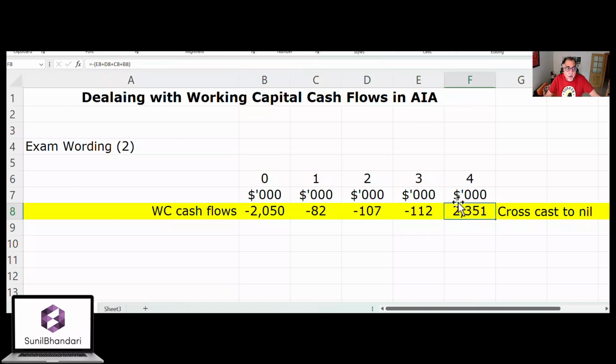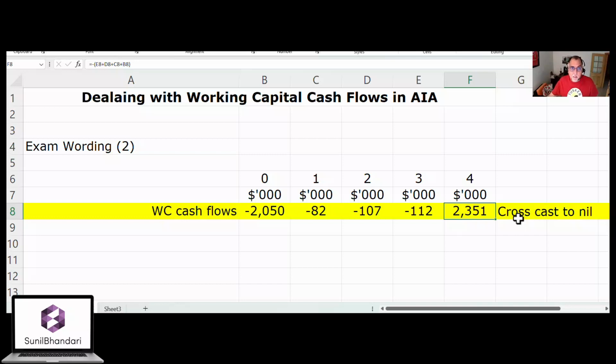And here you'll notice, again, I've done a negative total there on those values. Again, you could always simply use your calculator. I always put that in, even if I put it in the body of my answer, I still put that cross cast to nil there. That way the marker will know that, yeah, I've understood the principle of how working capital is going to operate. So that's going to be situation number 2.